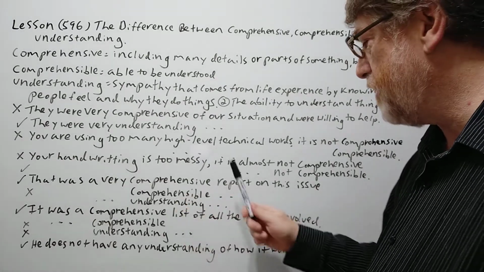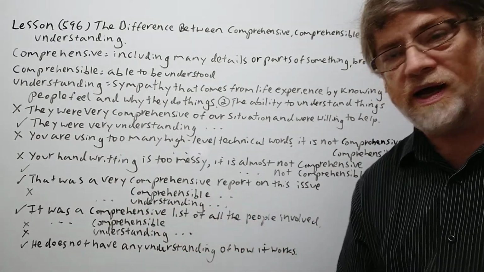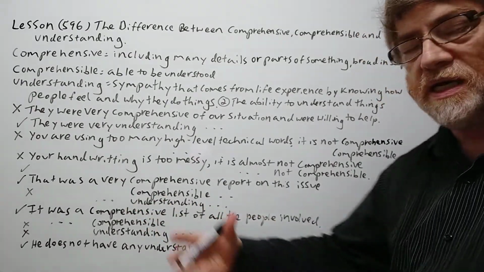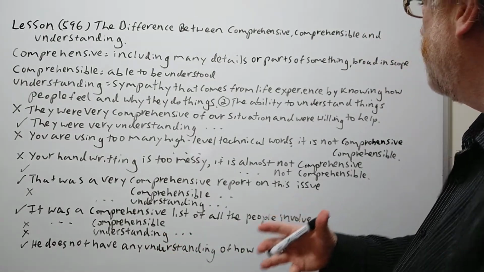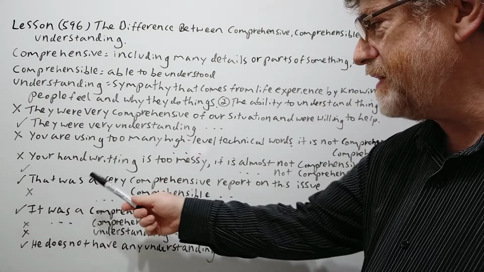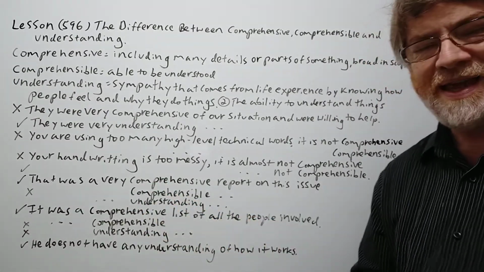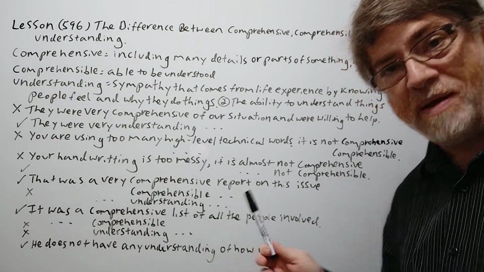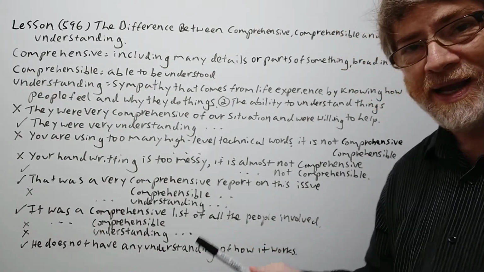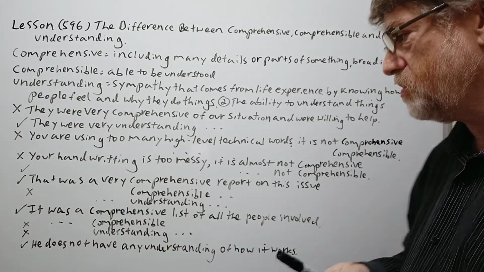That was a very comprehensive report on this subject. Now, here, this is the check. This is right. This is the way we use comprehensive. It means that it includes many details. It's wide in scope, or something like that. Now, if you said that was a very comprehensible report, it sounds a little weird. I mean, sometimes you might be able to say it if you understood it, but that's not what the person probably means. He means that it's wide in scope in this situation.